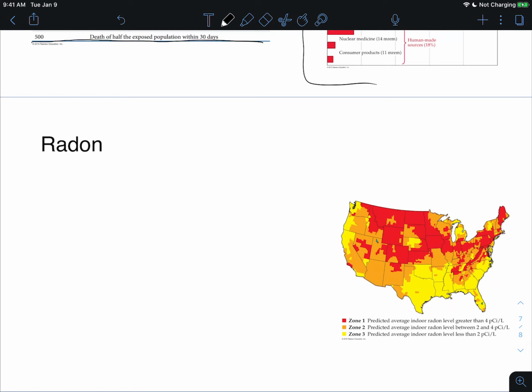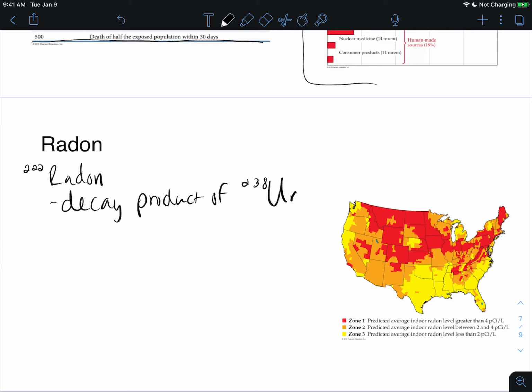Radon comes from the soil, and it's radon, specifically radon-222. It's a decay product of uranium-238, and it is found in rock formations and soil. Naturally occurring uranium-238 is going to decay, and most of the decay products are going to remain in the soil. The issue with radon-222 is that it's a gas.